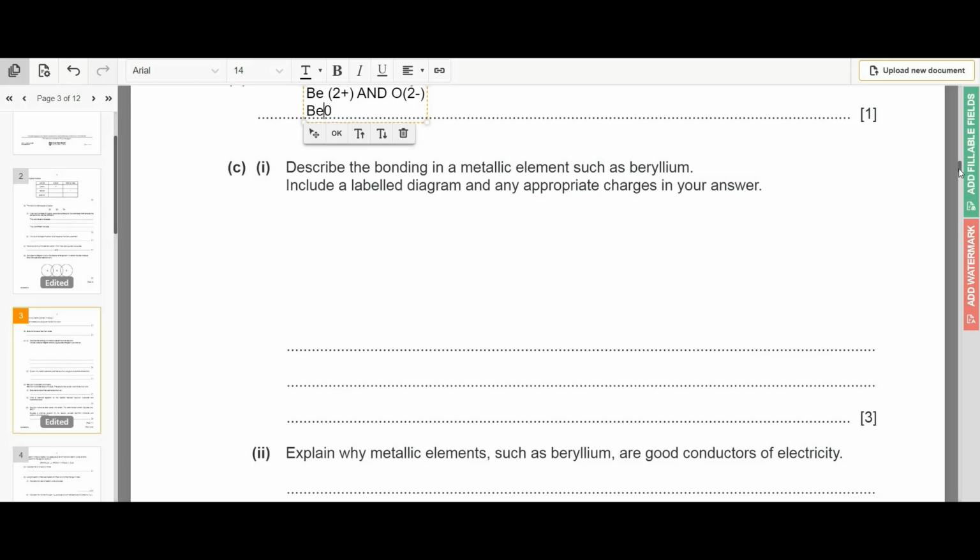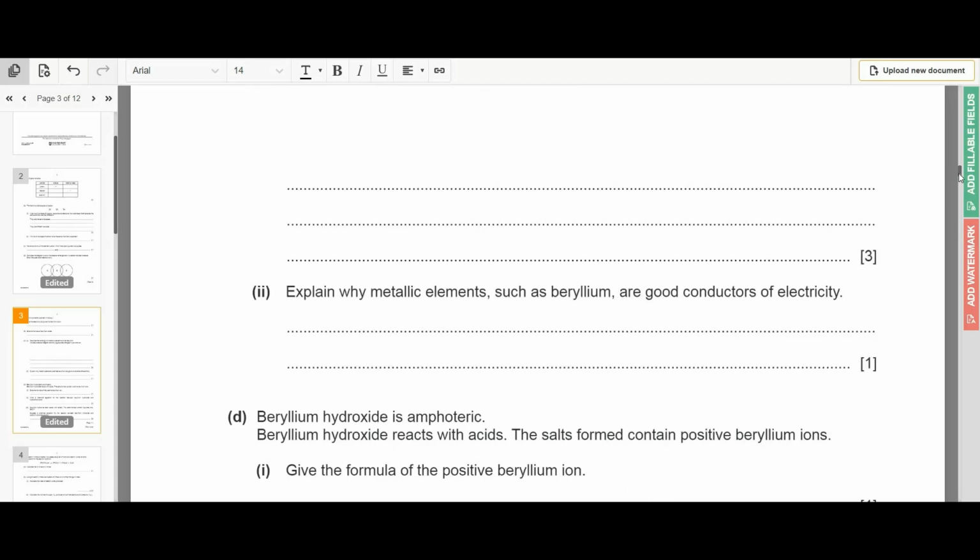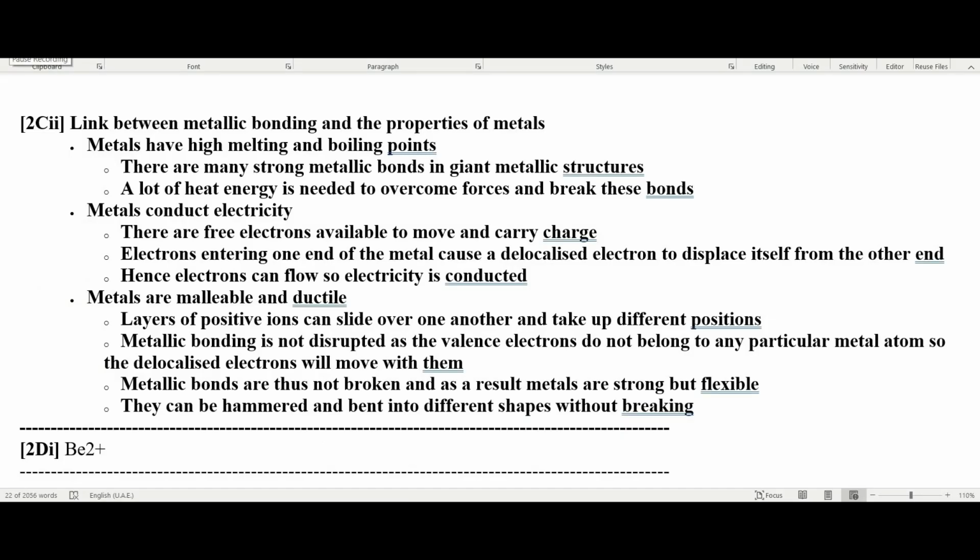Moving on to the next part of the question: explain why metallic elements such as beryllium are good conductors of electricity. For this part, you need to be familiar with the concept of metallic bonding and the properties of metals. You can see here 3 different properties of these metals, and we are mainly focusing on the second point we just highlighted.